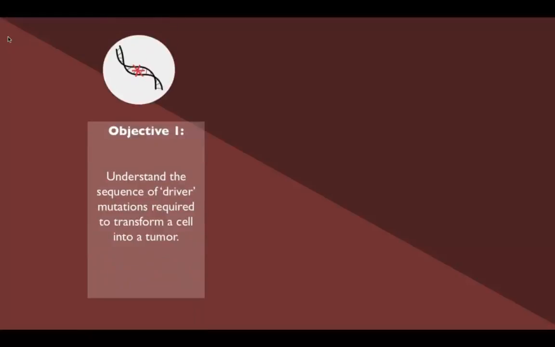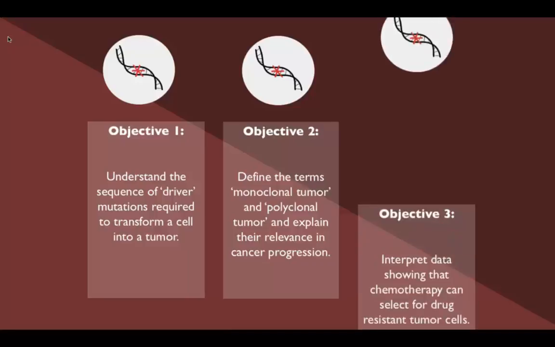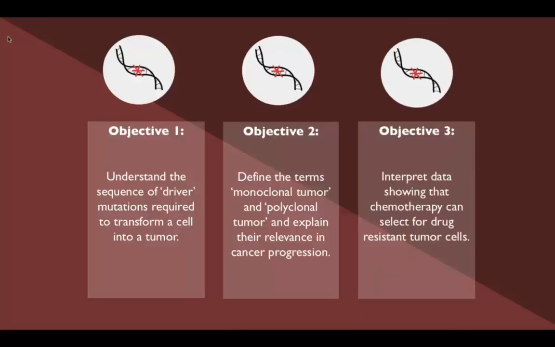At the end of the lesson, the students should be able to understand the sequence of driver mutations required to transform a cell into a tumor, define the terms monoclonal tumor and polyclonal tumor and explain their relevance in cancer progression, and interpret data showing that chemotherapy can select for drug-resistant tumor cells.